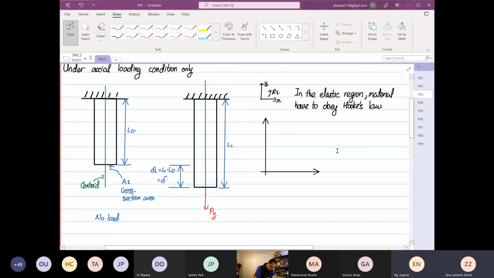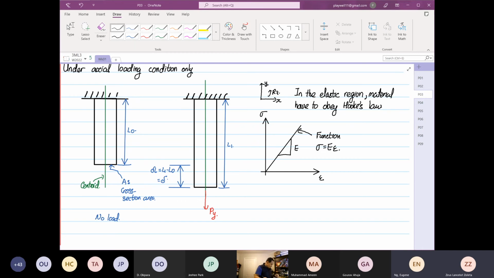Okay, just in the elastic region. So this is stress. No, this is strain. This is stress. Okay. You have a straight line, right? So over here, the gradient is your Young's modulus. This line, the function is stress is equal to E epsilon.